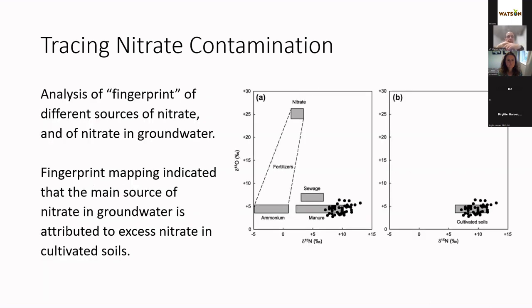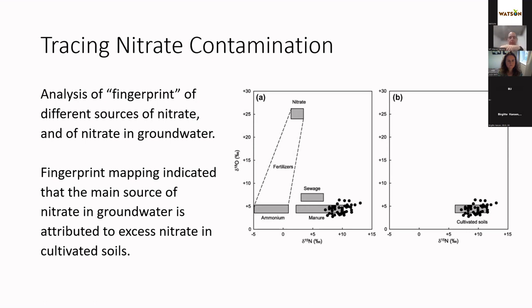We've applied this technique with the support of the British Geological Survey. Basically, you determine a fingerprint of the different sources of nitrate through oxygen-18 and nitrogen-15, and then you can overplot the same ratios, the same fingerprint, for nitrate from groundwater.